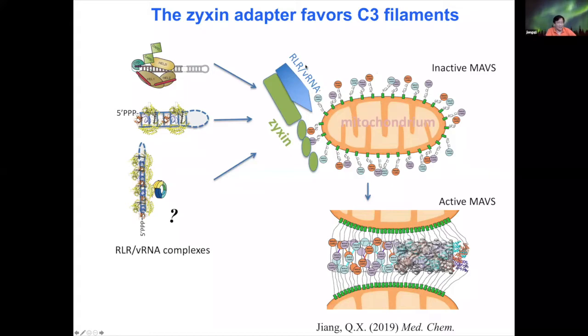So the general idea is that the RIG-I viral complex in the active state can bind to the N-terminal domain of Qiu-Xing, which can then activate the three limb domain in the C-terminal side. Then the domains in the C-terminal side can liberate CARD domains from inactive MAVS molecules on the surface of mitochondria. And this can then initiate the filaments to form on the surface of the mitochondria. This, I think, favors the C3 filaments.